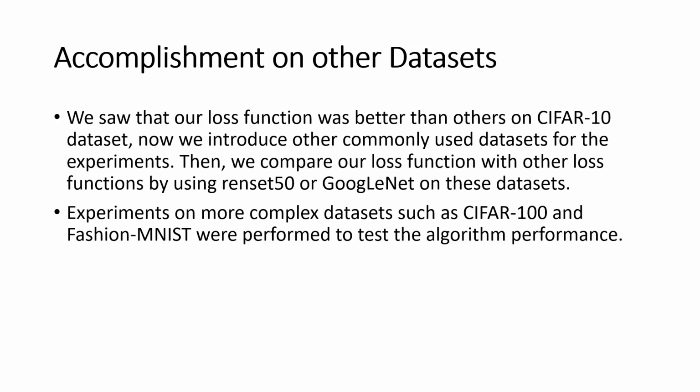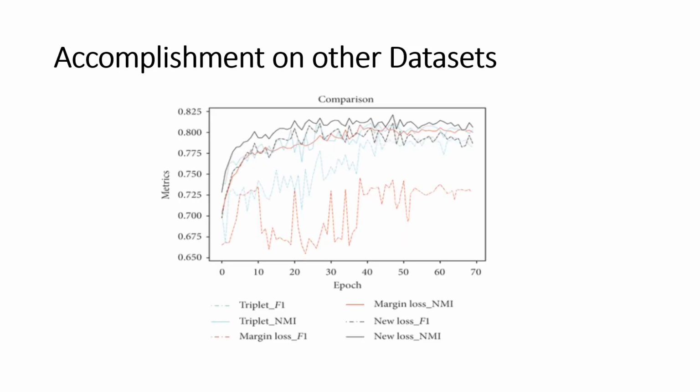Accomplishment on other datasets. We saw that on the CIFAR-10 dataset, our loss function was performing much better than the other loss functions. But now we'll compare our loss function and the traditional loss functions on other datasets such as CIFAR-100 and Fashion MNIST. This is the graph which represents the performance of the various loss functions on the CIFAR-100 and the Fashion MNIST datasets. And here we can see clearly that our new loss function's curve, which is represented by black for NMI and a dotted black for F1, is performing better than other traditional loss functions in these new datasets as well.